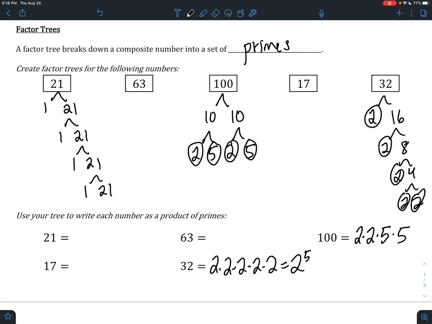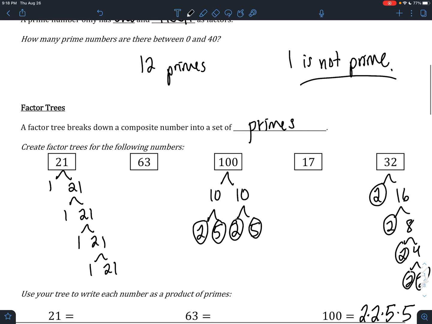So that's part of the reason why 1 is not prime. Because remember, in factor trees, we're circling those primes at the end. So if we let ourselves write the number 1 in a tree, it could go on forever, right? And that's definitely something we don't want. So this tree is complete nonsense here, so I'm going to erase it.